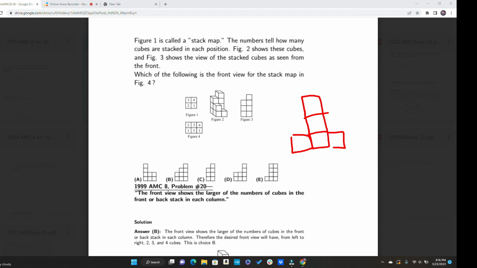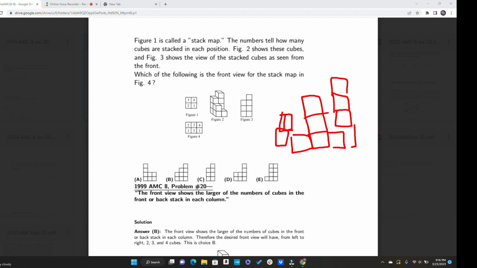I can't really show depth here. So just imagine behind it, there's 2 cubes behind the 1 cube. 2 behind the 3 cubes, which I'm not going to draw because that's not very easy. And then behind the 1 cube, there are 4 more cubes. So horrible to visualize, but you're going to have to do your best under test prep conditions.